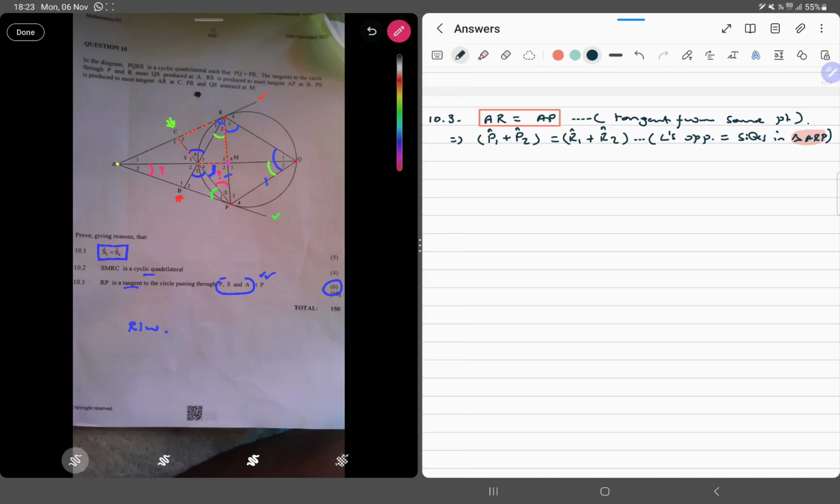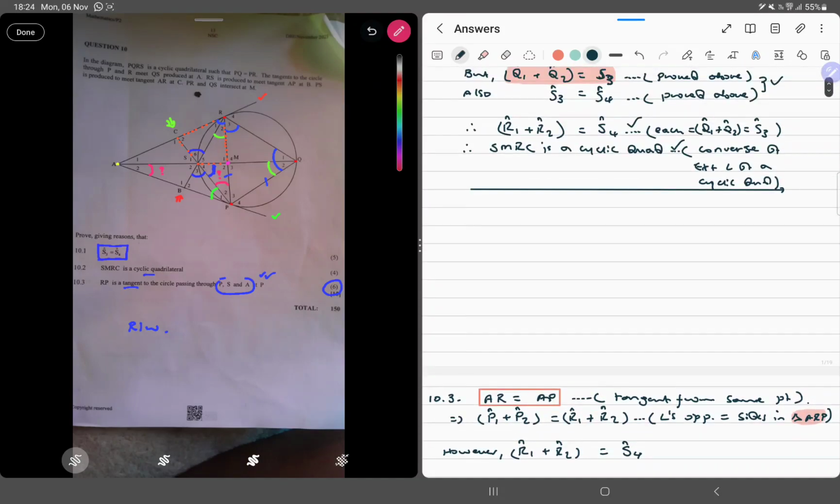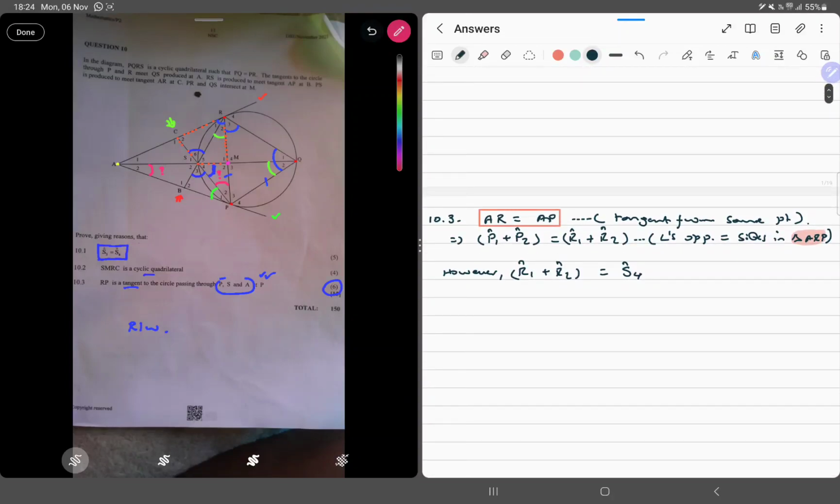But what do we notice, guys? We will notice though that, however, we know that essentially angle R1 plus angle R2, can you see that angle there, is equal to angle S4. Okay, that's great. But now what is the reason? Can you see? That's the reason that we did here just above. So here, instead of saying the reason again, you can just say proved above.